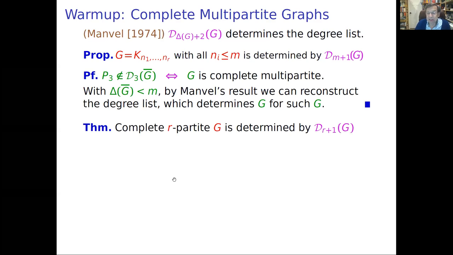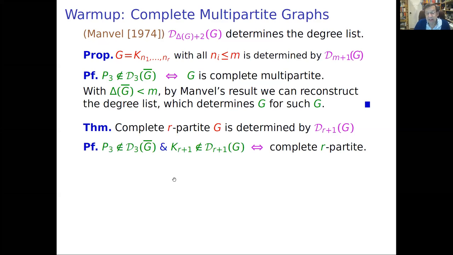A little bit more interesting is that if we have a complete R-partite graph, so now we're fixing the number of parts, but we don't care how big the parts are, that is going to be determined by the R plus 1 deck. Again, the same argument tells us we have a complete multipartite graph. And since we have the R plus 1 deck, we can see that there's no complete graph with R plus 1 vertices. So we know our complete multipartite graph is R partite. So now all we need to do is determine the sizes of the parts.